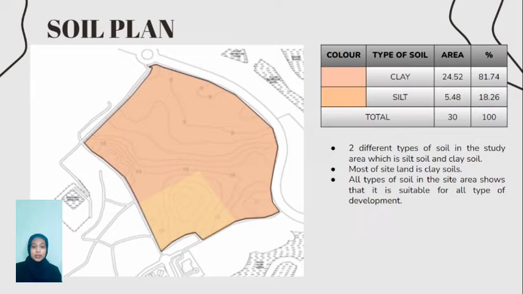For soil type analysis, there are two different types of soil in the study area, which is sandy soil and clay soil. Most of site land is clay soils. All types of soil in the site area show that it is suitable for all types of development. The potential at this site area of sandy soil is easy for site work. Increase the soil organic matter by utilizing compost and soil microbe-rich products. Clay soil holds onto nutrients, so the plant has the food it needs. Also great for growing things that need a lot of water.